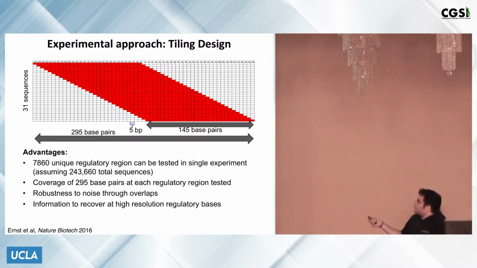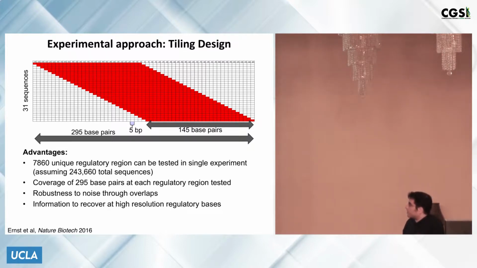So what we do is we take locations we're interested in testing and we tile them with 31 reporter sequences. Each reporter sequence is 145 base pairs in length. So we cover 295 base pairs in total, and these reporter sequences are in 5 base pair increments. This has a number of advantages. One is that in a single experiment, we can test now close to 8,000 regulatory regions.